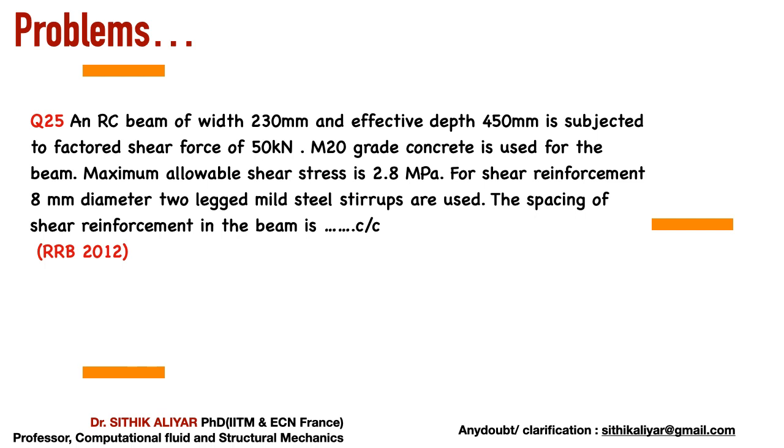An RC beam of width 230, depth 450, is subjected to a factored shear force of 50 kilonewton. The concrete is M20, and the maximum allowable shear stress, tau c max, is given as 2.8. For the shear reinforcement, 8 mm diameter 2-legged mild steel stirrups are given, and they are asking for the spacing.